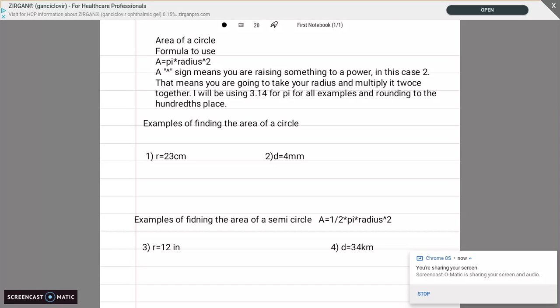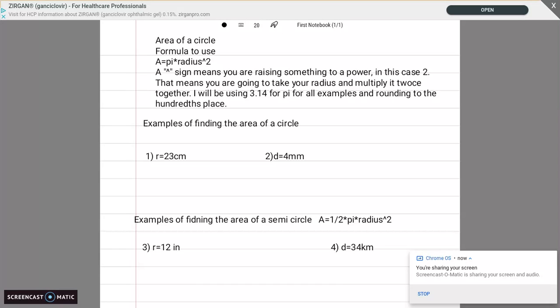So, unlike other shapes like rectangles and squares where you multiply your length by your width, you have to use a little bit of a different type of formula here. I have the formula listed above. Your formula is pi times your radius squared. That is how you read that.